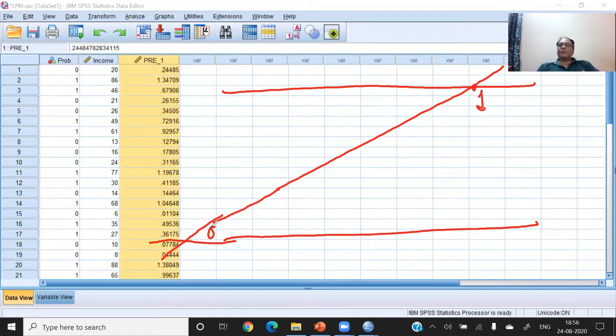Why? Because the probability is found to be more than 1 and the probability is found to be less than 0. So it crosses the 0 and 1 and may go beyond. This is one problem. The second problem is that between 0 and 1, the probability is moving like a straight line. Now, what is the problem here?